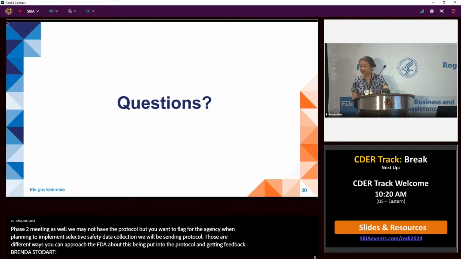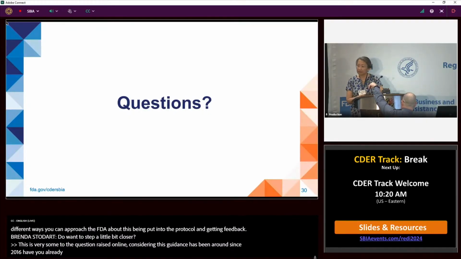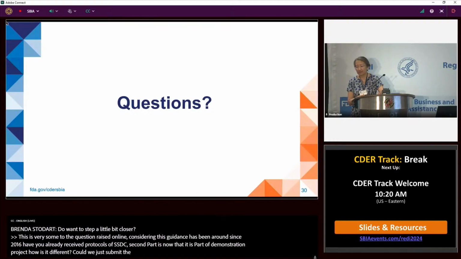So this is very similar to the question that was raised online. Considering that this guidance has been around since 2016, have you already received protocols with this SSDC? Second part is, now that it is part of a demonstration project, how is it different? Could we just submit the protocol with reduced safety data collection for a post-approval study under our IND? Or what are the pros and cons of doing it via the demonstration project versus the IND?